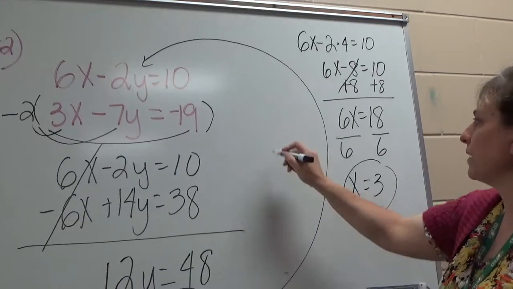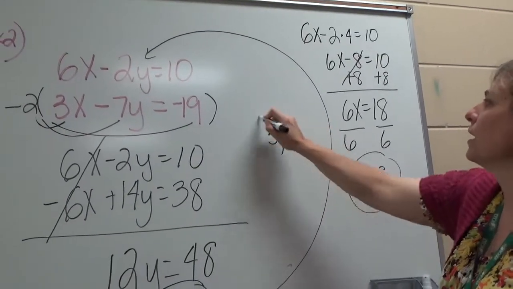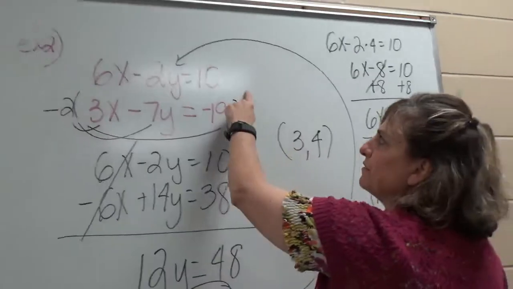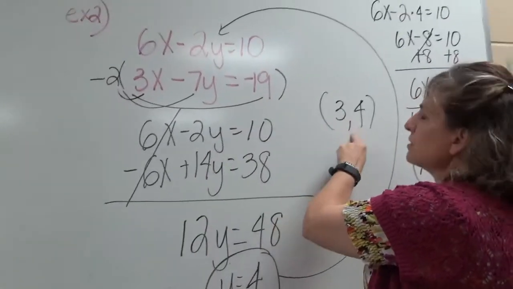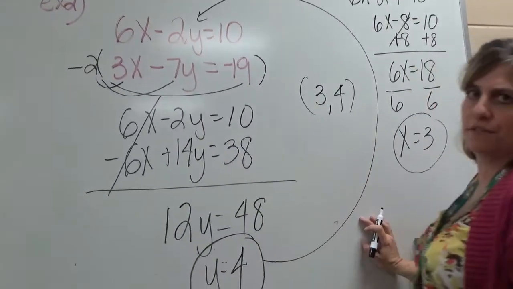x equals 3. My final answer is 3, 4. That means this system, if I graphed this line and this line, they cross at this point. That's always what we're trying to figure out.